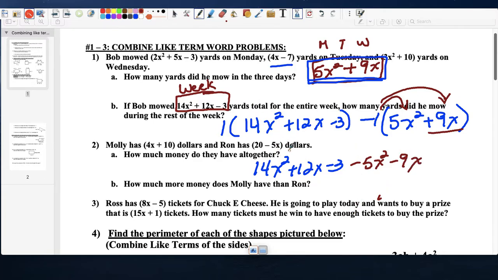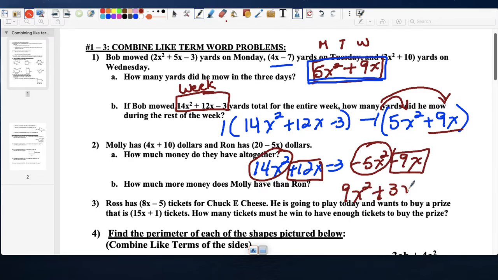Now combine like terms. 14x squared and minus 5x squared is 9x squared. Positive 12x minus 9x is positive 3x. And then just minus 3x. So how much did he mow for the rest of the week? So this is the amount for Thursday and Friday. Although I don't know if he counts Saturday, Sunday. So that would be Thursday and Friday.